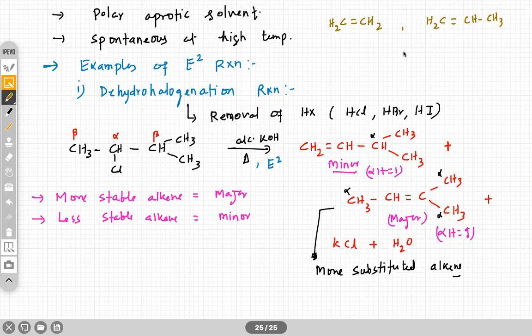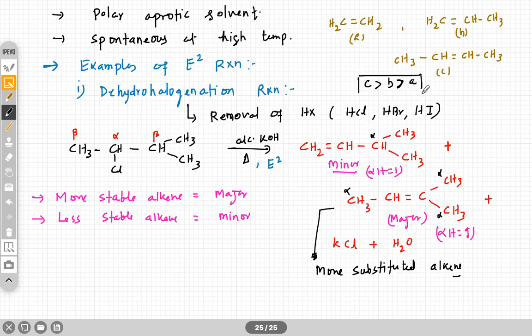Further, if one more hydrogen is substituted, like for example this one, CH double bond CH, CH3, this one is even more substituted than this one. So if it is A, it is B, and this one is C. The substitution order: the most substituted among the three is C, then B, and then A. This is how we see the substituted alkene.